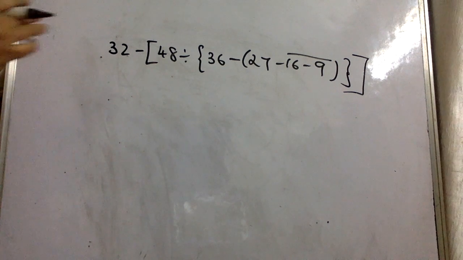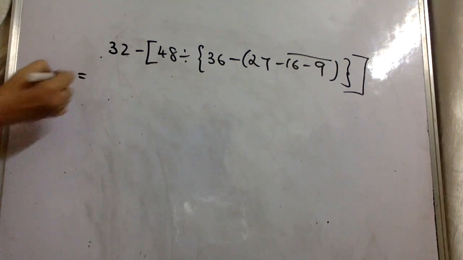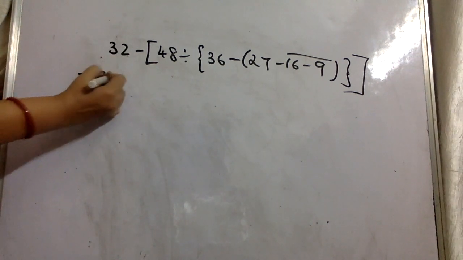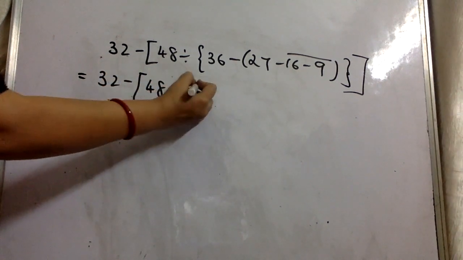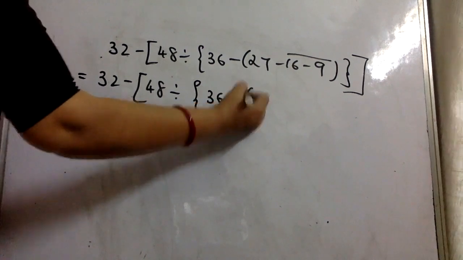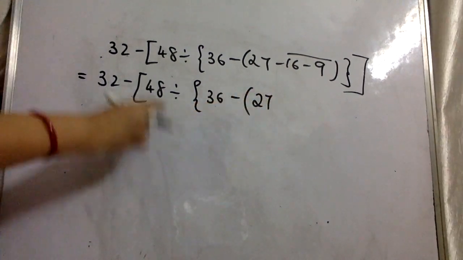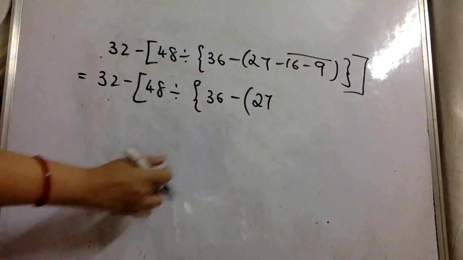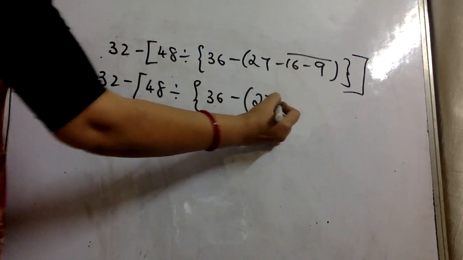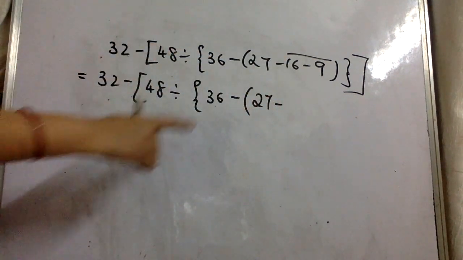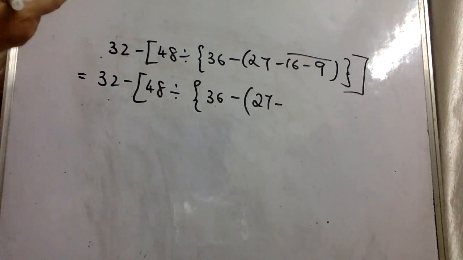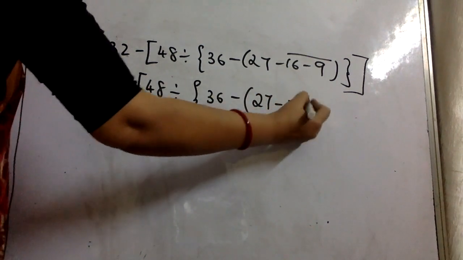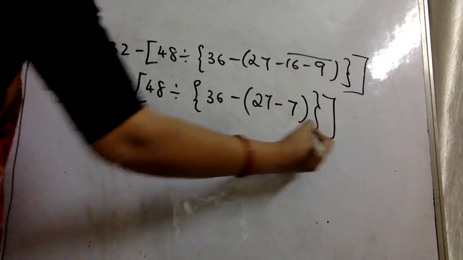Now we'll start solving. Here, just note how I keep on copying. 32 minus 48. I'll not even be bothered about them. I'll just copy, 27. I have copied till here. Now here I'll leave the minus sign. Remember, the minus sign is outside the bracket. 16 minus 9, that is how much? That is a 7, right? Put the 7 here, close the bracket, close and close.